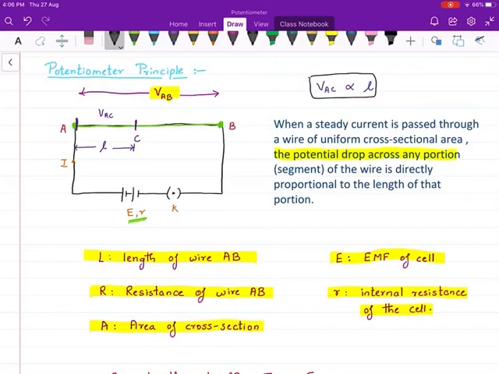So this simple thing we are going to use for finding the potential difference across different resistors and many other things, which we will be studying in further classes. Okay, so this is it about the potentiometer principle.